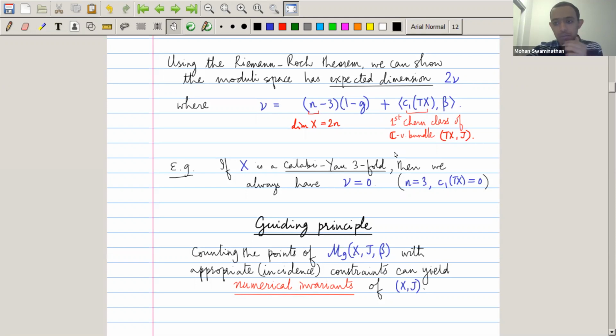If not, if it's positive dimensional, then maybe by placing some constraints on this moduli space, we can reduce the collection of curves to some finite set which could be counted. So these conditions could be something like passing through a certain given point in the target X, or being tangent to a given line in the target X, etc.